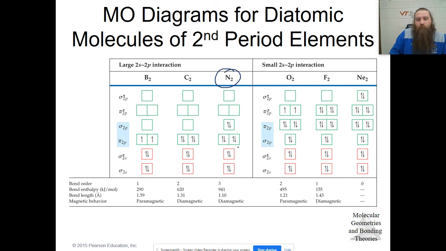What about N2? We just did N2. We have 10 total bonding electrons. We know it's going to look like this. We get our 3 right there.